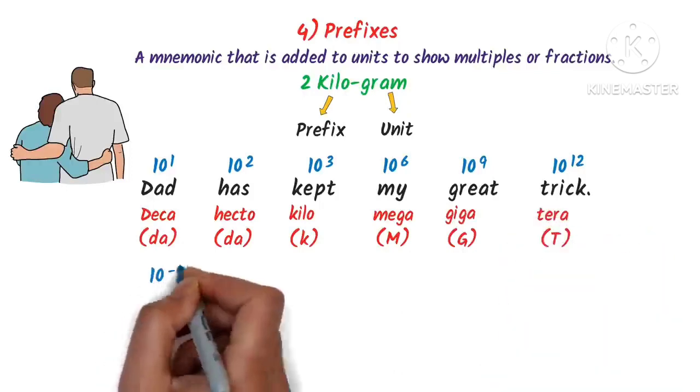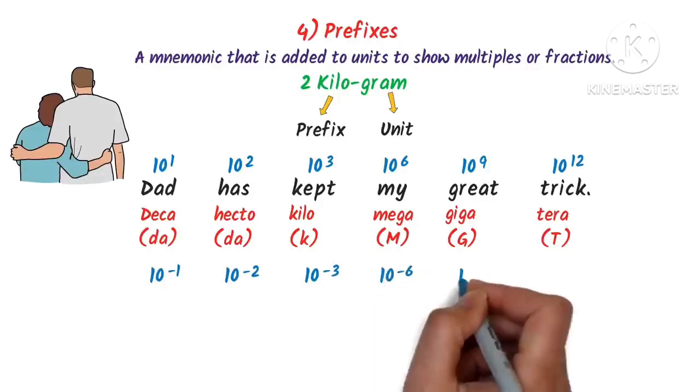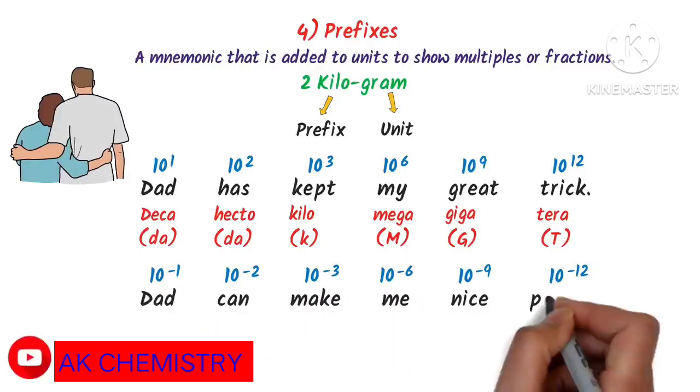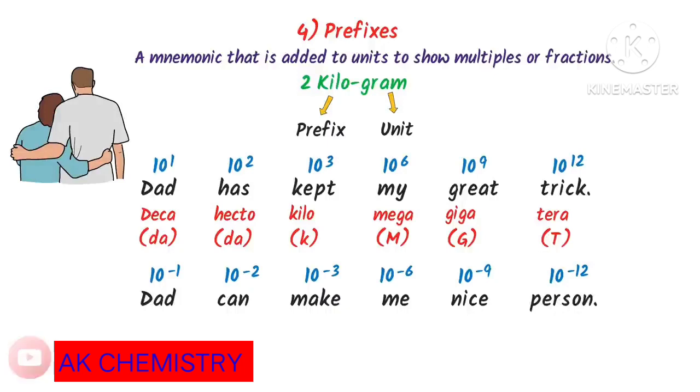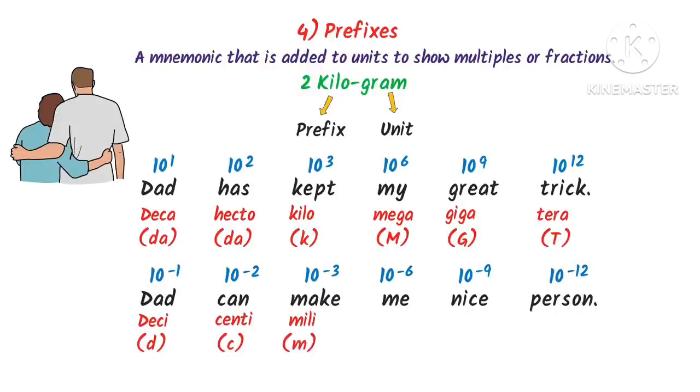Secondly, I write 10 to the power negative 1, then negative 2, negative 3, and then I repeat the previous process, jumping 3 times: negative 6, negative 9, negative 12. I use the trick: Dad can make me nice person. Here, this D stands for deci, this C stands for centi, this M stands for milli, this M stands for micro, this N stands for nano, this P stands for pico. So this is the list of negative prefixes. Thus using this trick, we can easily learn all the prefixes.